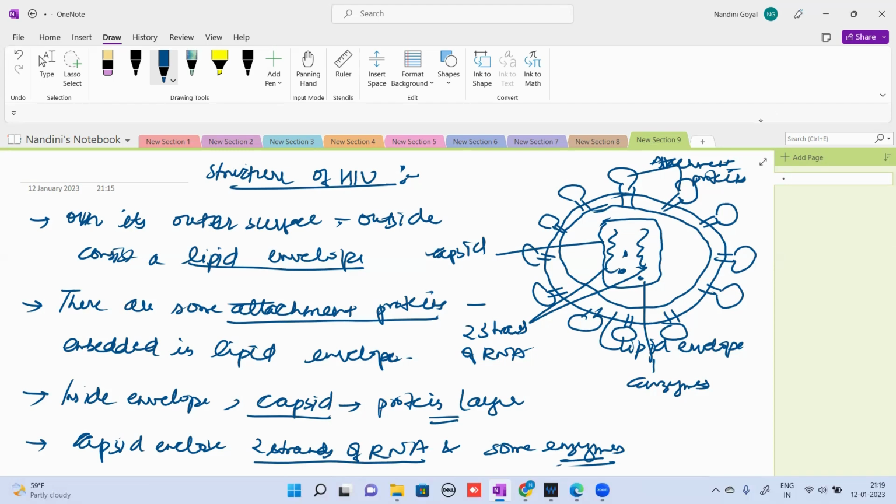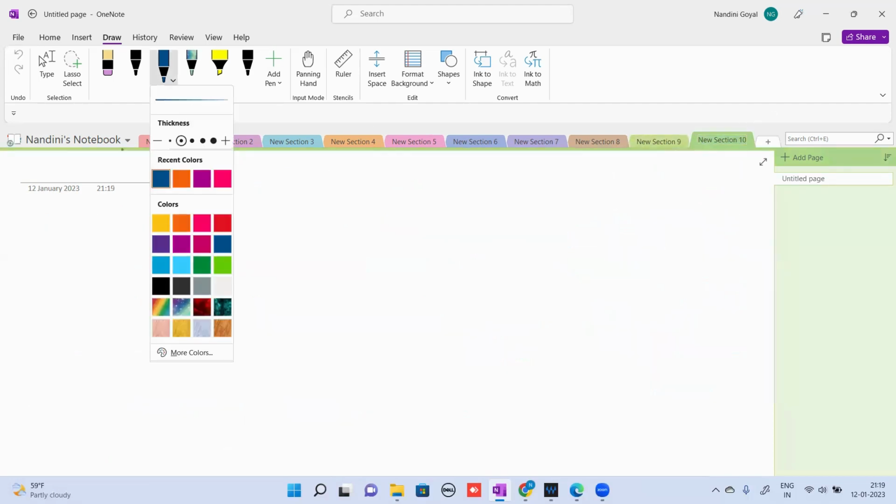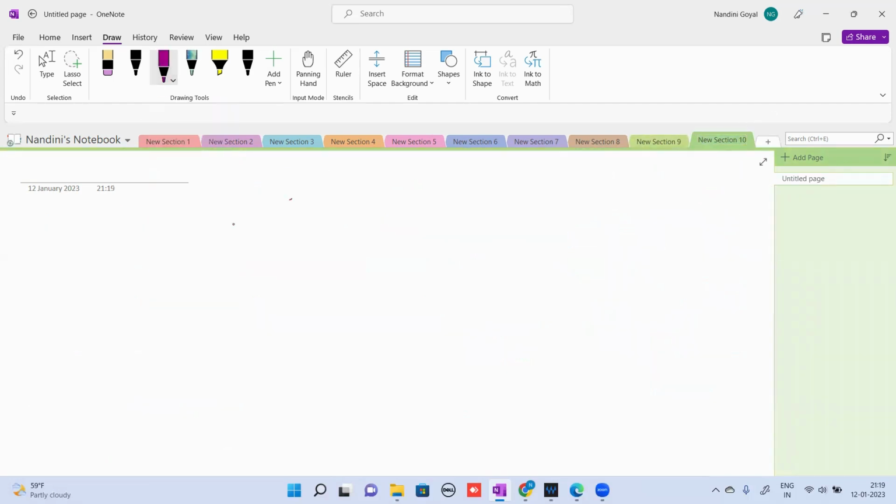Okay. So moving further, as I told you, there are some enzymes in the capsid. One of the enzymes in the capsid is reverse transcriptase.